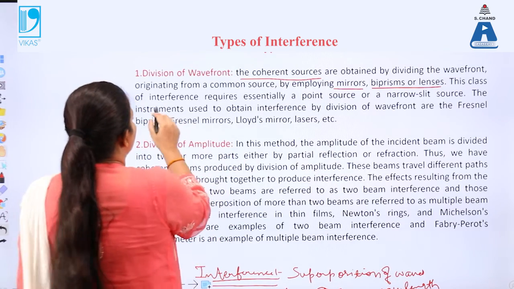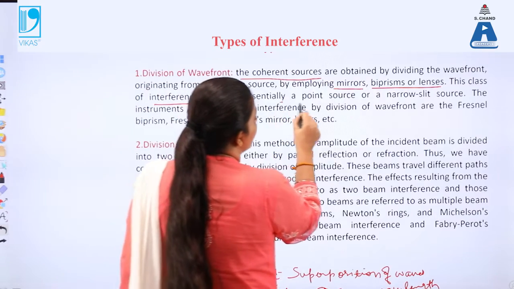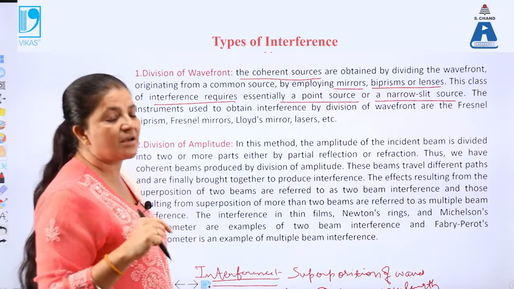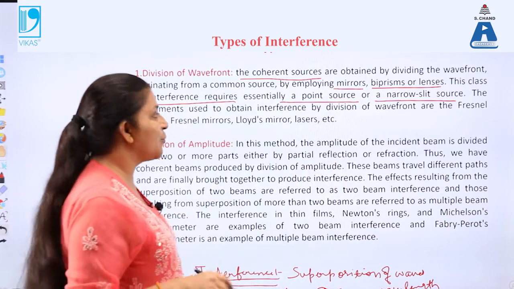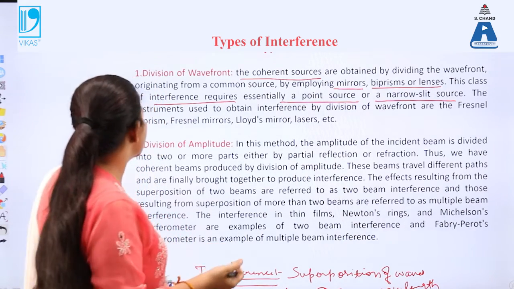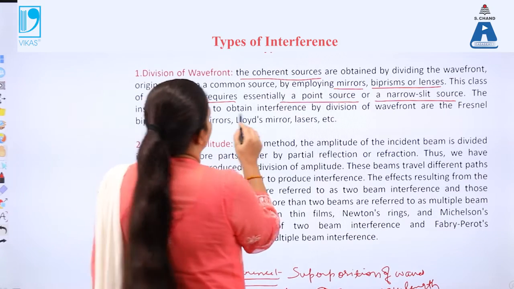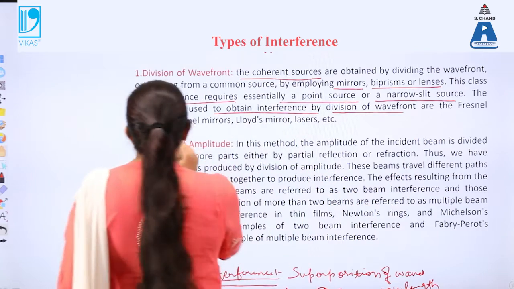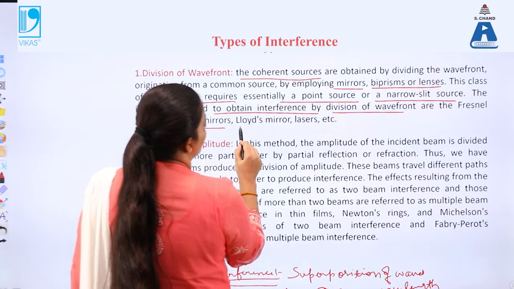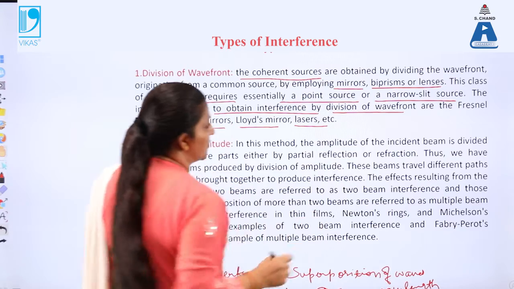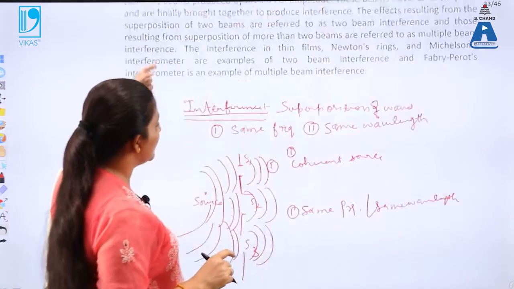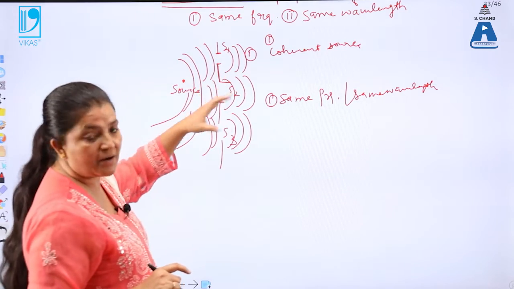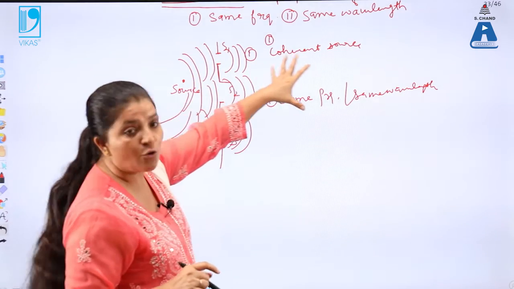This class of interference essentially requires a point source or a narrow slit source. That means the source taken as a primary source can be a point source or a narrow slit source. The instruments used to obtain interference by division of wavefront are Fresnel biprism, Fresnel mirror, Lloyd's mirror or lasers. That means the wavefront is divided into different parts. So these are known as coherent sources.